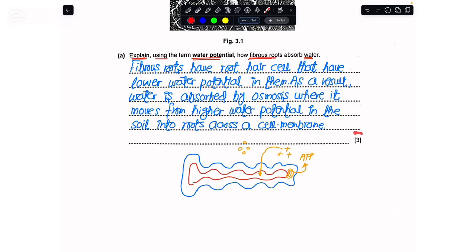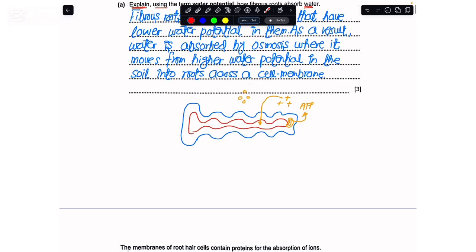If you were to write the answer for a total of 3 marks, you would say that the fibrous roots have root hair cells, and their large vacuole has a lower water potential, which happens due to the presence of ions. By that, the water is absorbed by osmosis, where water moves from an area of higher water potential to an area of lower water potential, and that happens across a partially permeable membrane.